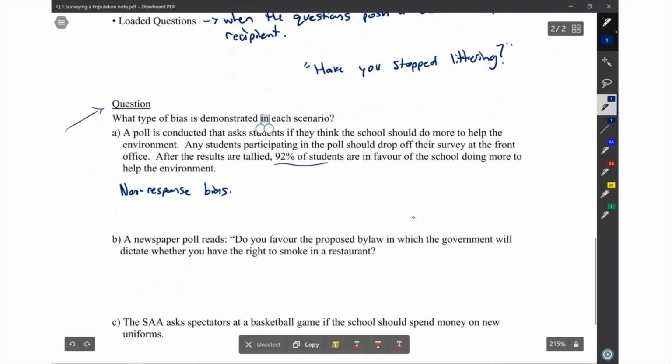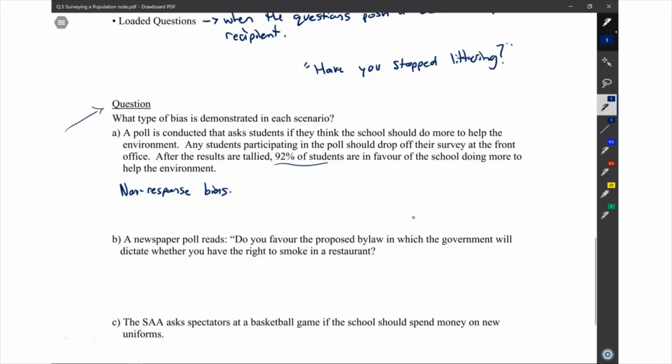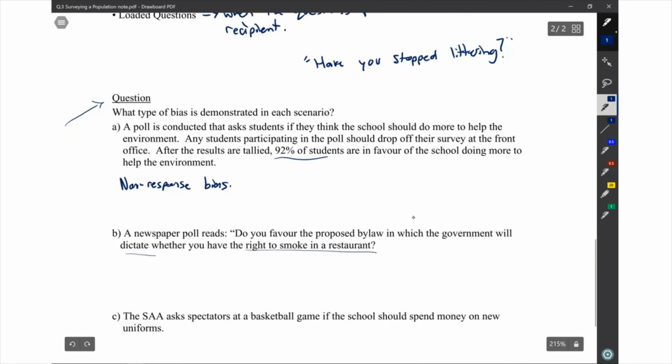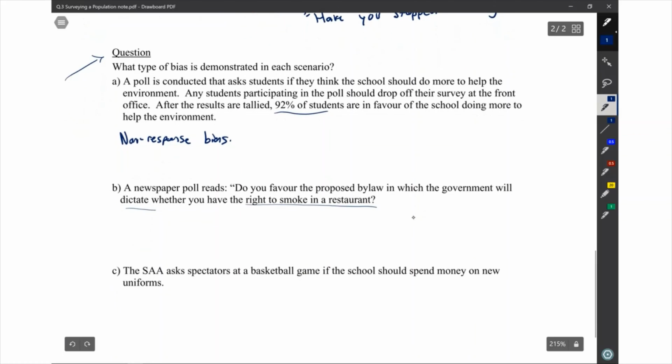And example B here, a newspaper poll reads, do you favor the proposed bylaw in which the government will dictate whether you have the right to smoke in a restaurant? Now this question in itself, it is a loaded question. We can identify it because the question contains some extra information that doesn't necessarily have to be there.